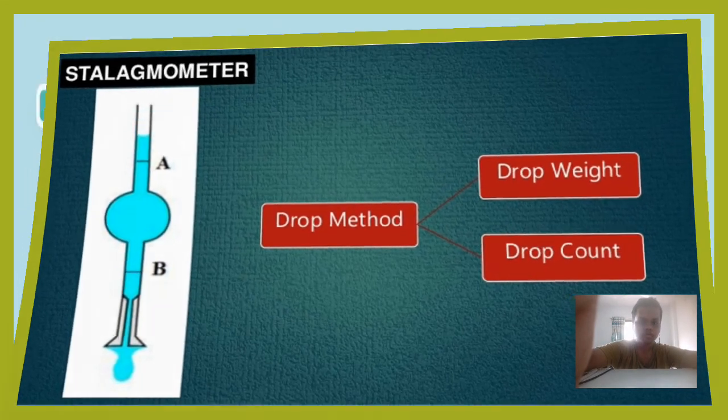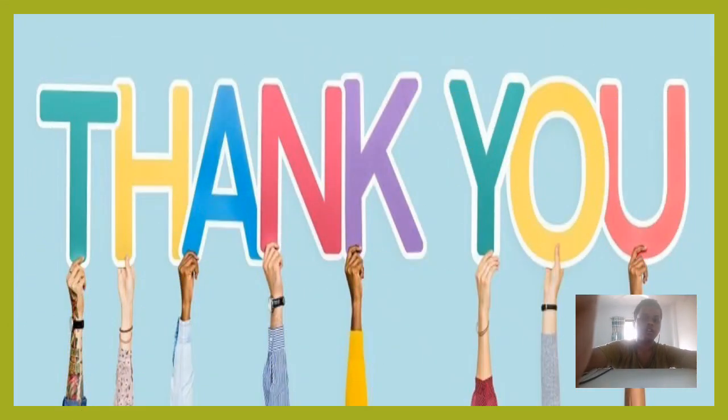So here we have finished the methods of determining the surface tension. It is basically three methods. The first one is the capillary rise method, the second one is the Dunoyer ring method or simply a tensiometer, and the third one is the drop count or drop weight method by stalagmometer.